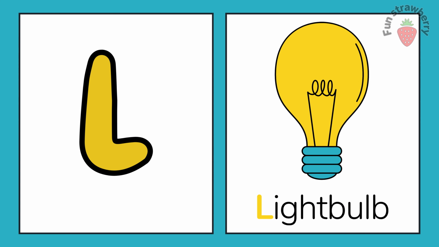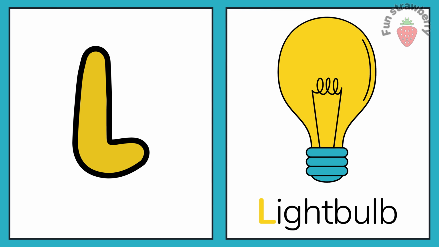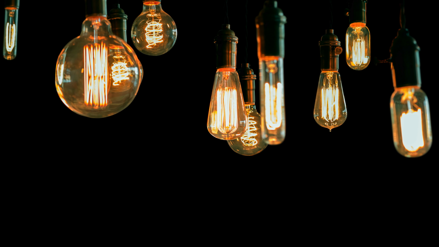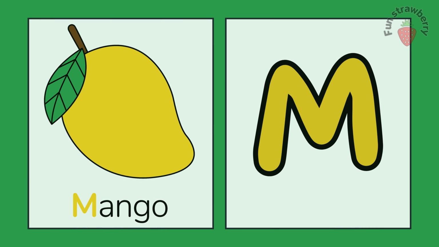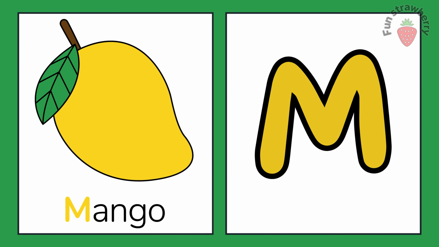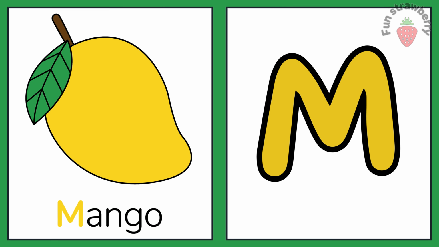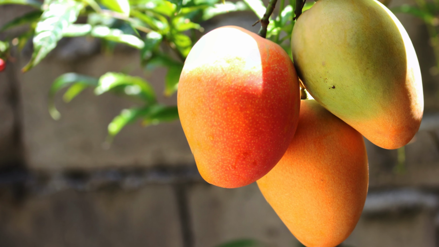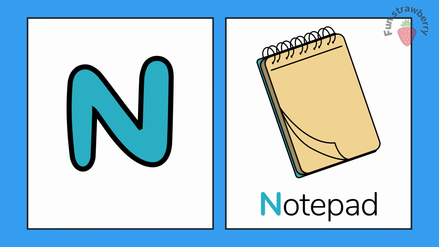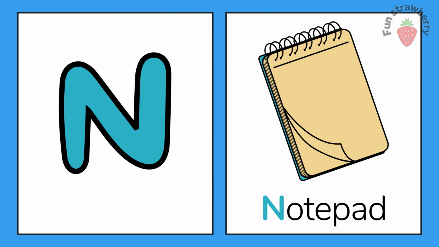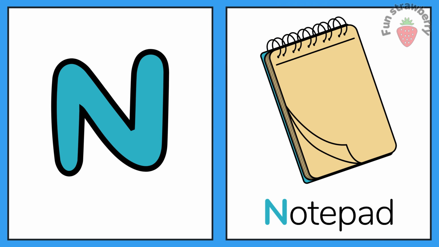kite. L for light bulb. This is light bulb. M for mango. This is mango. N for notepad. This is notepad.